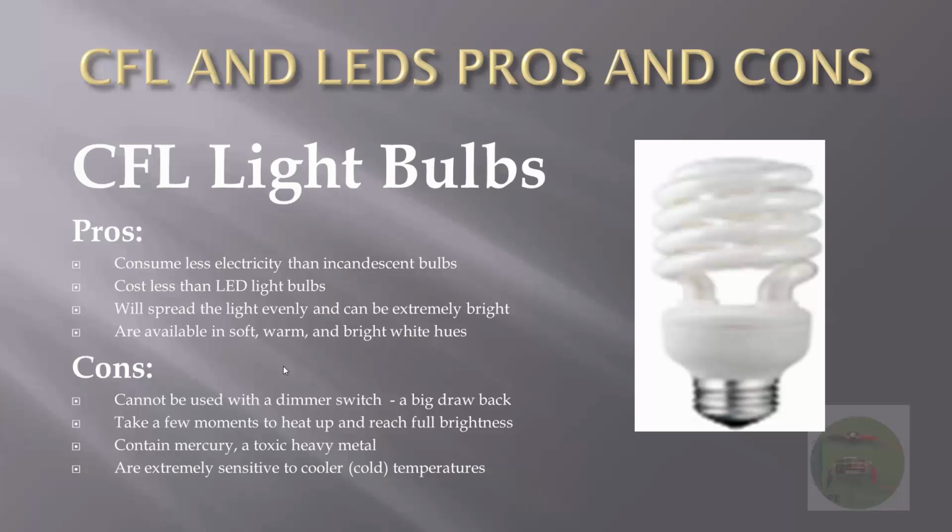CFL light bulbs take a few moments to heat up and reach full brightness, and the reason for that is because, which is right here down below, they contain mercury. And whenever you turn a CFL light bulb on, the mercury gas has to circulate throughout the bulb and heat up to give you that brightness, to give you that glow. So you may find that in cooler temperatures CFL light bulbs will not be bright immediately. They do take some time to reach full brightness. As you can see here, they are very sensitive to cooler or cold temperatures.